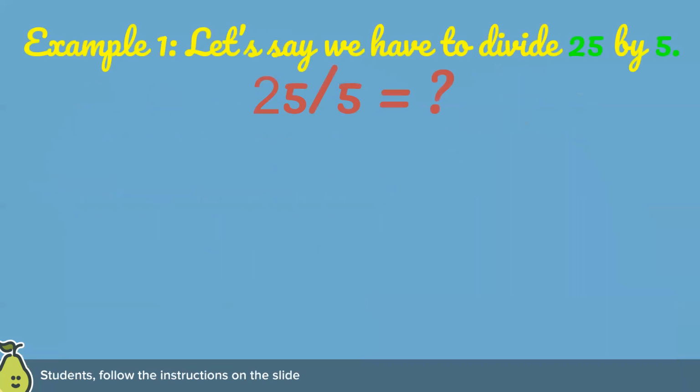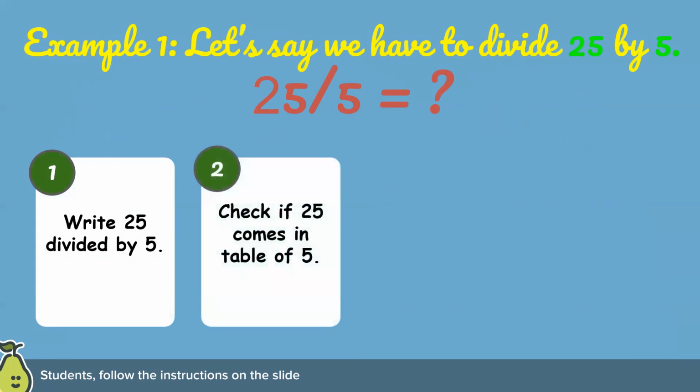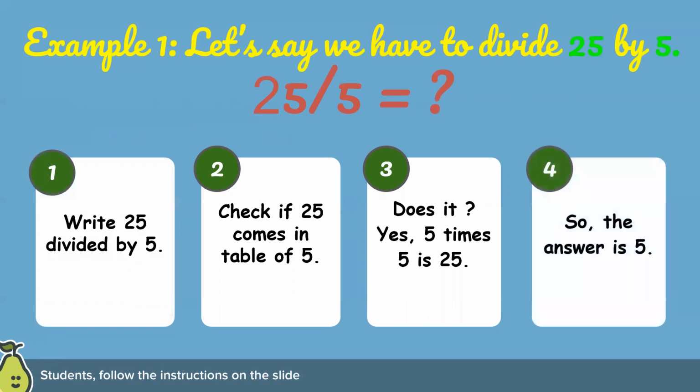Now let's take a few examples. Let's say we have to divide 25 by 5. First step which we are going to write is, write 25 divided by 5. Second is, check if 25 comes in the table of 5. Does it? Yes. 5 times 5 is 25. So the answer of this problem is 5. When we divide 25 by 5, we will get the answer 5.